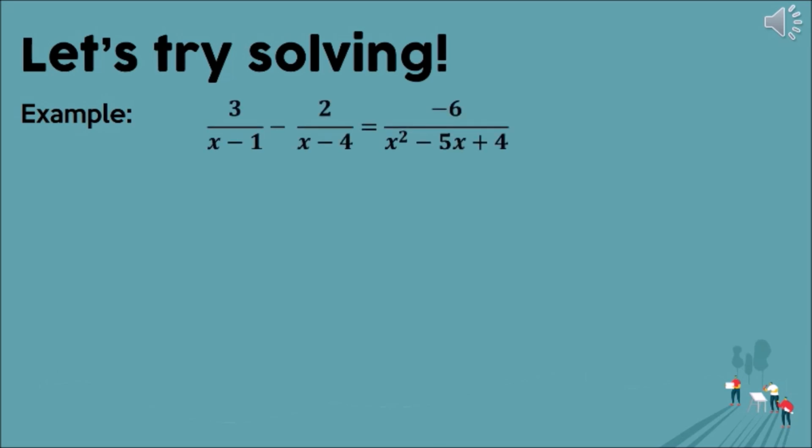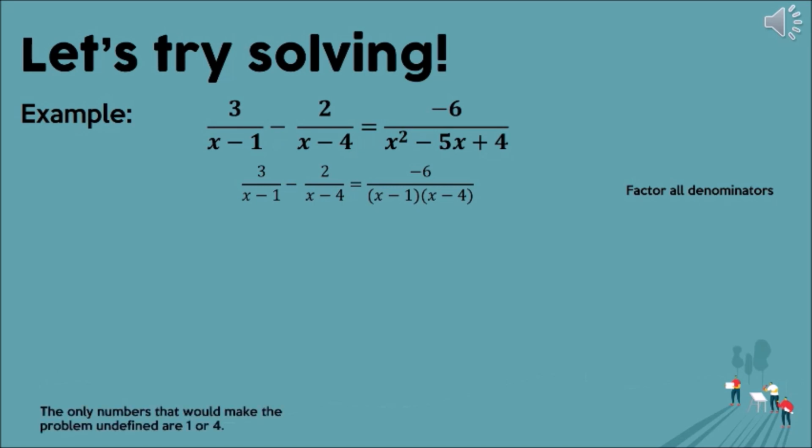Now our last example, 3 over x minus 1 minus 2 over x minus 4 is equal to negative 6 over x squared minus 5x plus 4. As always, we should factor out everything in the denominator first. x squared minus 5x plus 4 is now x minus 1 times x minus 4. The only numbers that would make this undefined or make the denominators have a value of 0 are 1 or 4, so x should not be any of these.